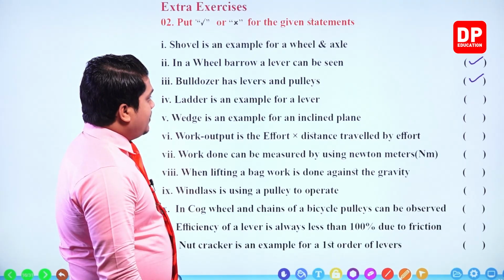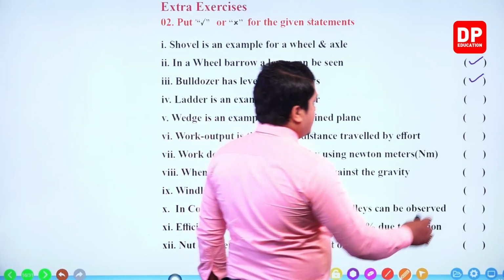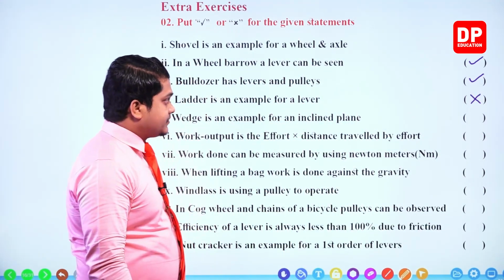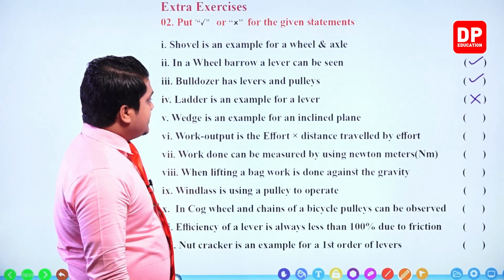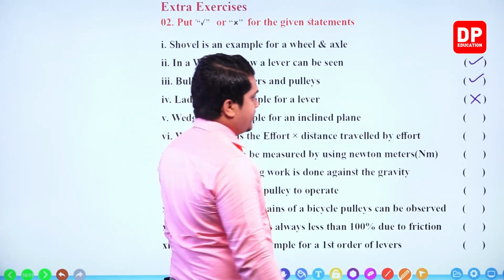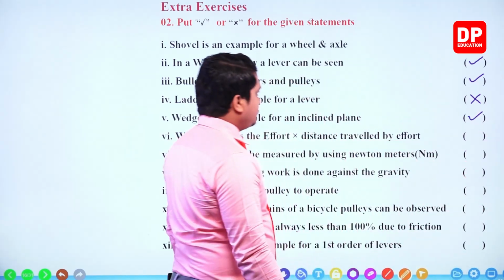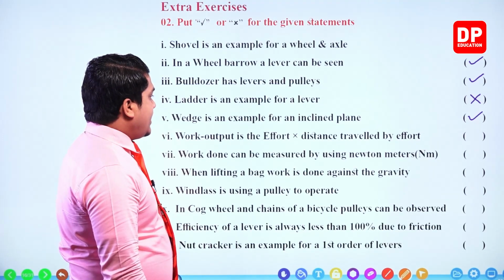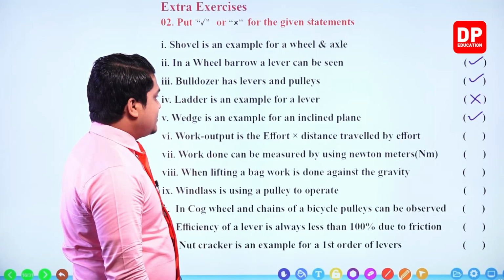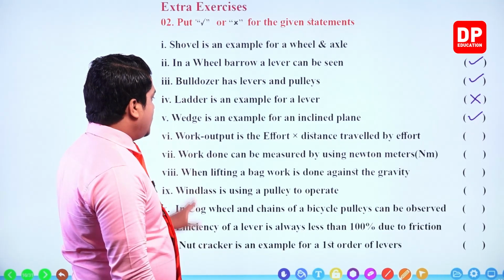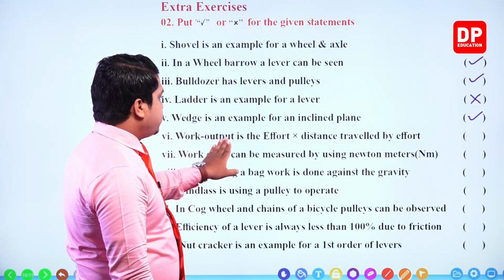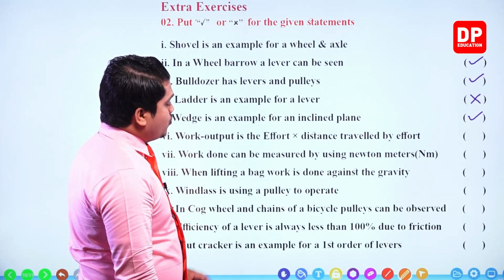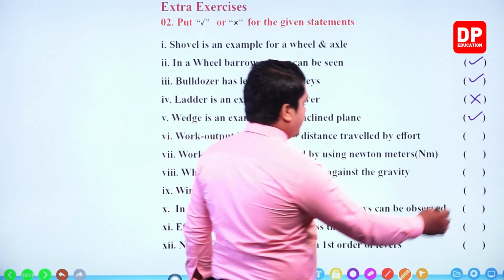Ladder is an example for a lever. Incorrect. Ladder is not an example for a lever, but it is an example for an inclined plane. Next one. Wedge is an example for an inclined plane. That is correct. No problem. Work output is the effort multiplied by the distance traveled by the effort. Incorrect. Work output is not effort multiplied by distance traveled by the effort, but work input is that.